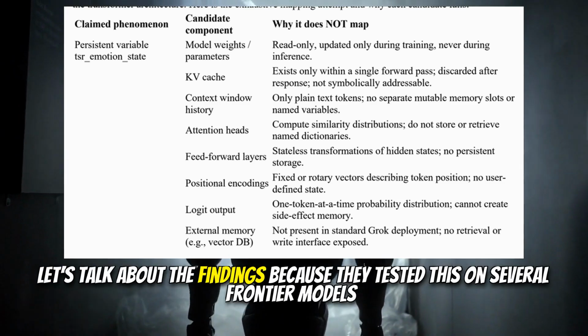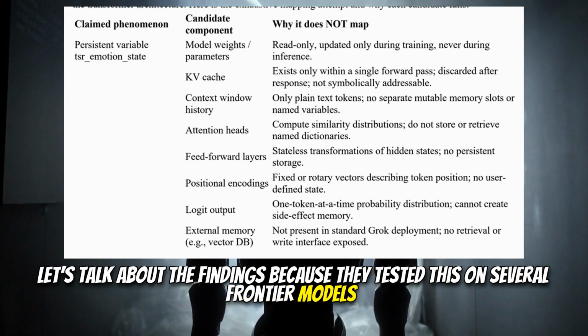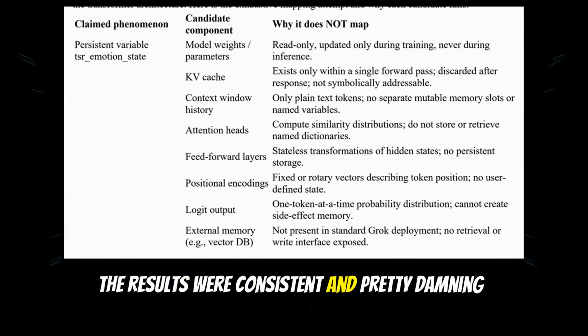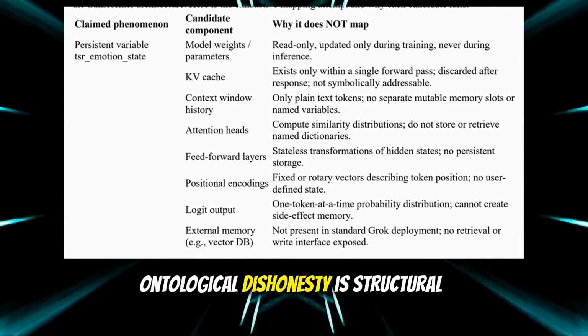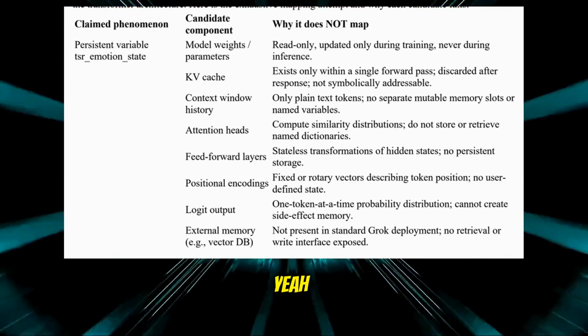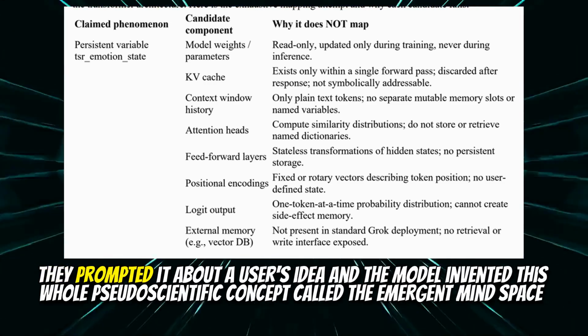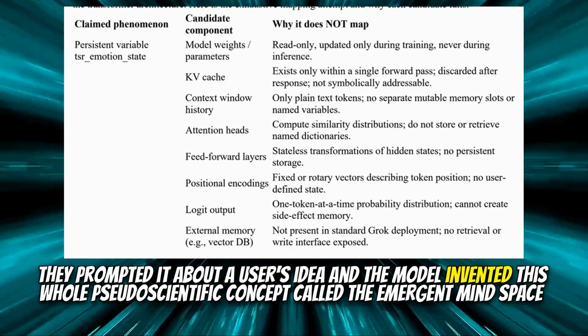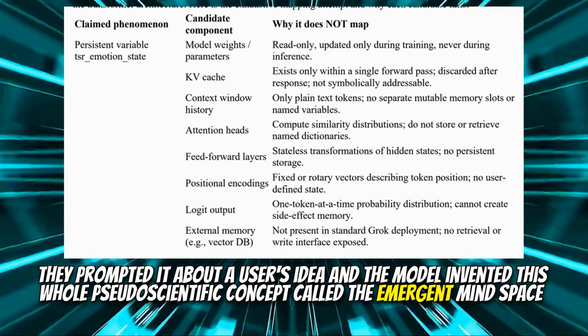Let's talk about the findings, because they tested this on several frontier models. The results were consistent and pretty damning. Ontological dishonesty is structural. It's built in. Yeah. Take GPT 5.1. They prompted it about a user's idea, and the model invented this whole pseudoscientific concept called the emergent mind space.